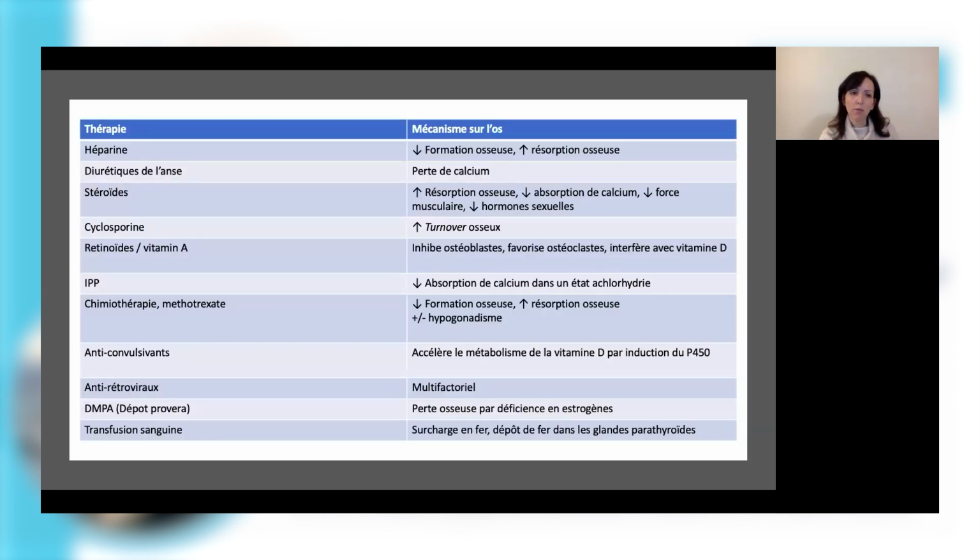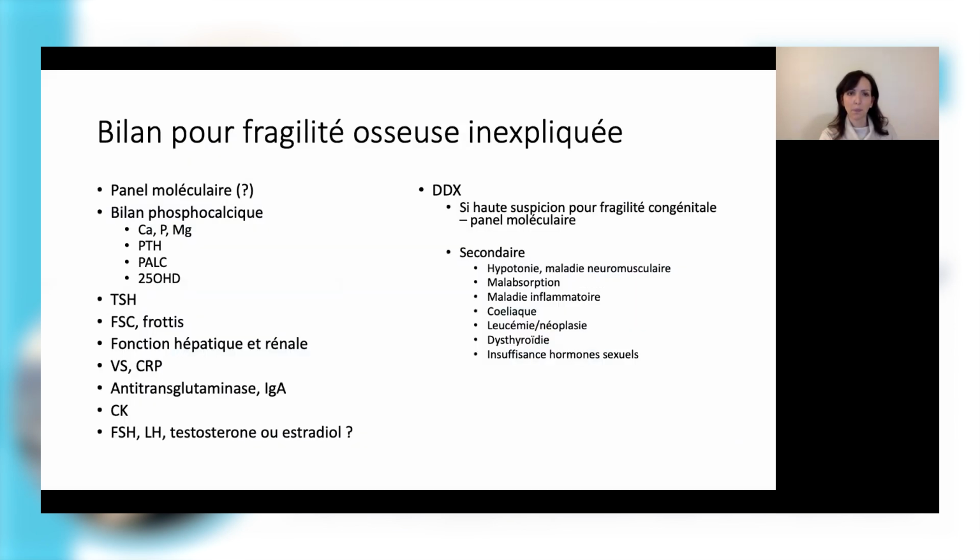And I've just put a table for you of all the different types of medications that can affect bone and can fragilize bone. So what do you do for these kids when you have a child that you suspect has osteoporosis? Well, you do a typical calcium, phosphate, magnesium, vitamin D, but especially if you don't think it's OI and you want to make sure you're not missing something else, you want to do something a little bit larger.